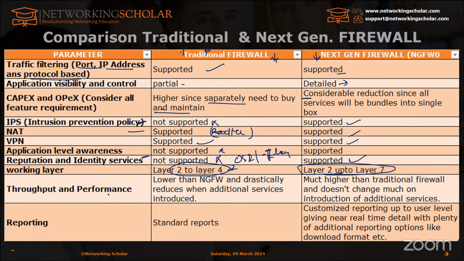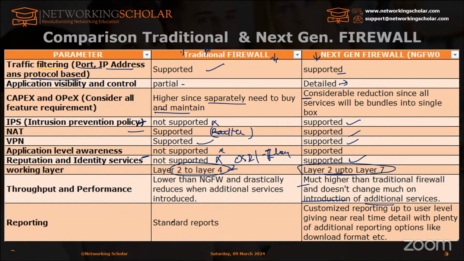Okay, throughput and performance: the traditional firewall is really old, and it is still working. It has limited capacity on its interfaces. But the next generation firewall is much higher than the traditional firewall. It doesn't change much on the introduction of additional services, like if you are talking about an SFP module, or we can add slots or something, so we can do that.